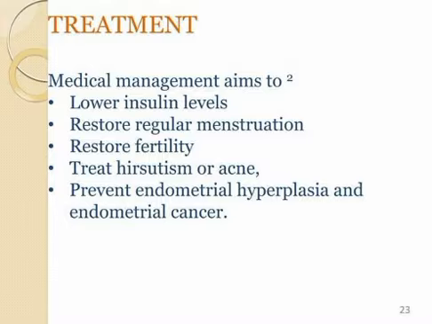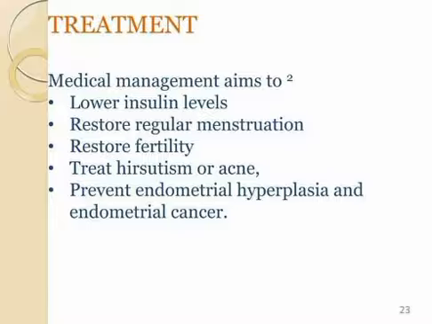Next will be the medical management. Medical management mainly aims to lower the insulin levels. Once we have controlled the insulin levels, we can easily maintain the blood sugar level as well as the body weight. Next will be restoring regular menstruation. During PCOS there will be irregular menstruation or missed periods, so we first have to restore regular menstruation, and next restore fertility.